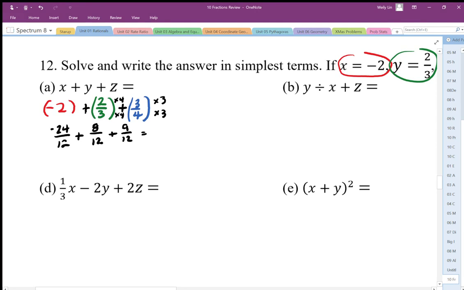Okay, and putting that all together, we're going to end up with -24 plus 8 plus 9, that ends up being -7 over 12.